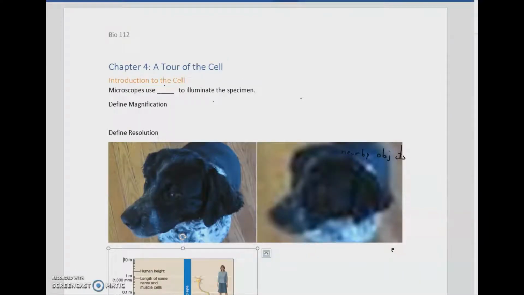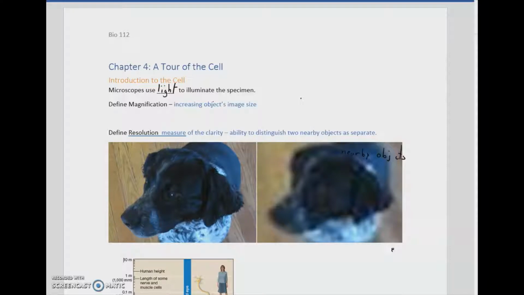So in Chapter 4, we're going to take a quick tour of the cell. Cells, of course, are very small, and so we'll need to use a microscope to look at our cell. Microscopes use light to illuminate specimens. An electron microscope uses electrons to see the specimen. There are two terms that we'll be using: magnification and resolution.